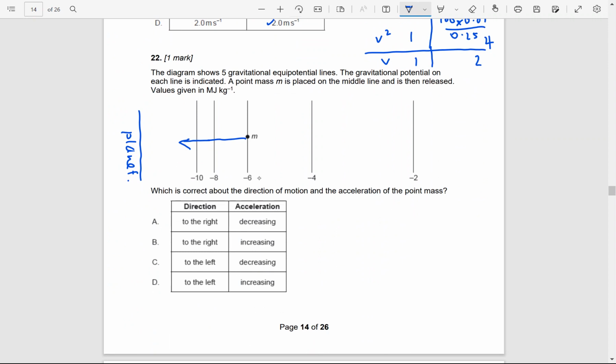So it is accelerating because g is the value of the acceleration, the gravity. So the acceleration is getting larger. It's just getting more negative because it's attracting. That's all the negative means. So negative g equals attracting towards the mass. And so it's attracting to the left. So it is to the left, increasing.